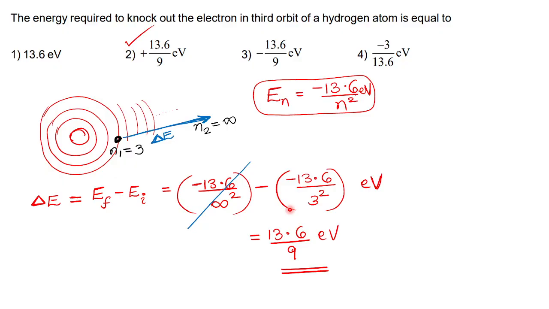So I hope you have understood. Final energy minus initial energy. Any number divided by infinity will be 0, so this one is cancelled. This one is 0, so minus minus becomes plus. 13.6 by 9 electron volt is the answer.